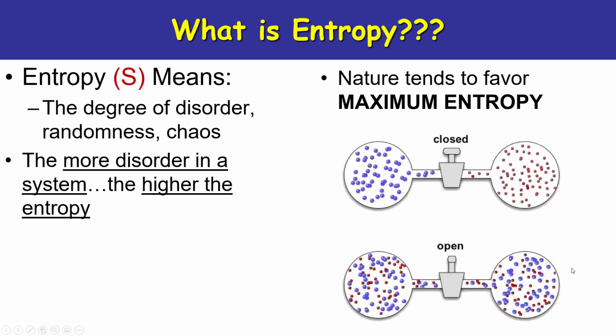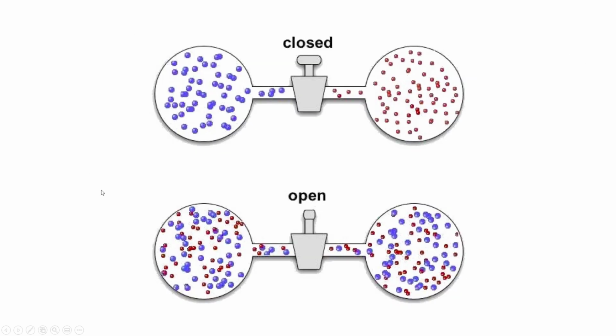Now, nature, for instance, is always going to favor maximum entropy without even having to do anything. Take this example that's here. Where you have a closed system, you have the blue atoms that are over here, the red atoms that are over here. And the minute that we open the system, these two groups of atoms are going to mix. So we are going from two more orderly systems to a giant disorderly system.